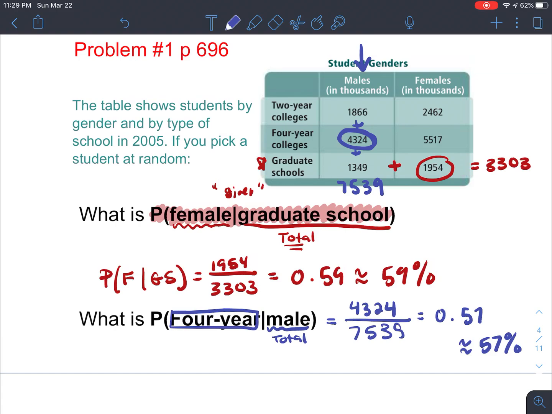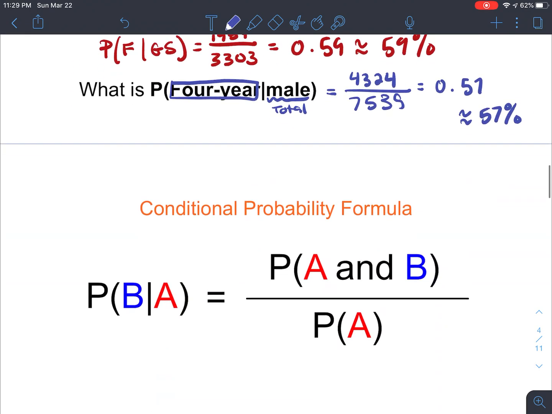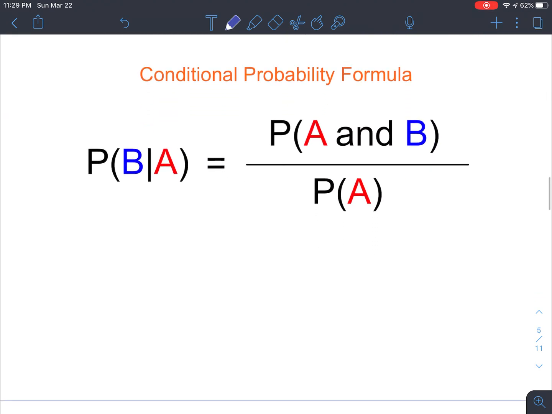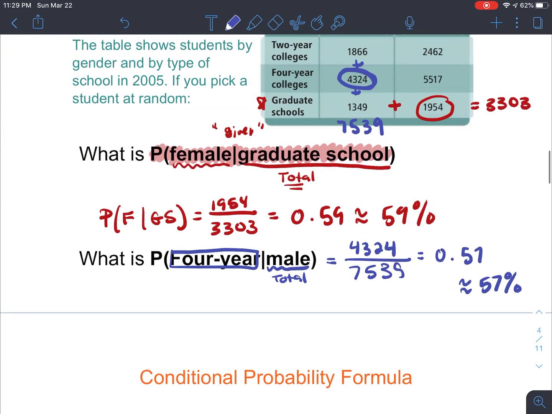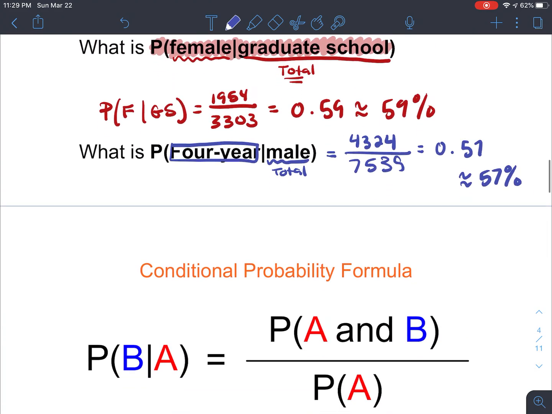Okay, so now that's if you're given a two-way frequency table or contingency table. But there is another way to calculate this, and that is using the conditional probability formula. Okay, so in the next video, we're going to explore how to use the conditional probability formula to calculate these.